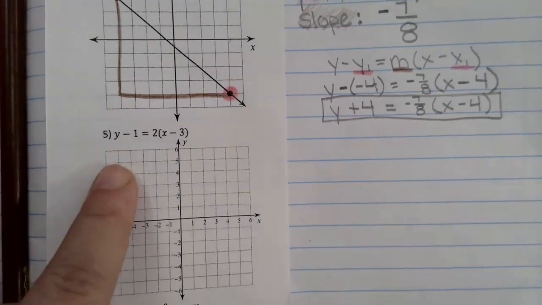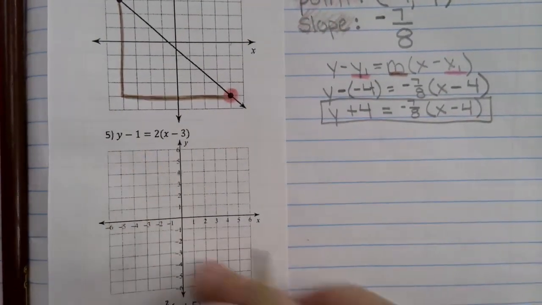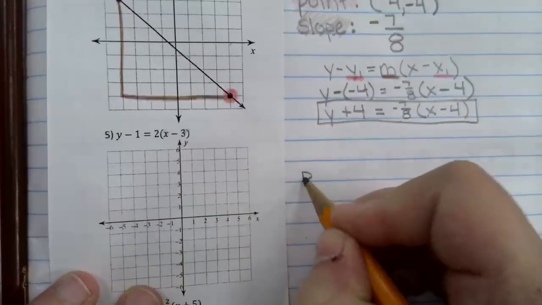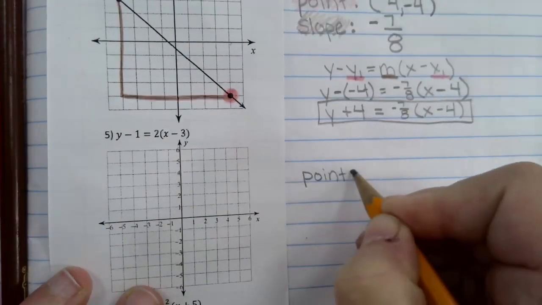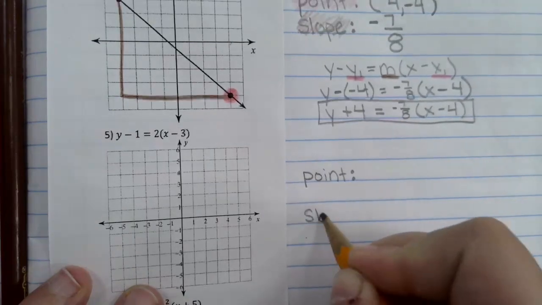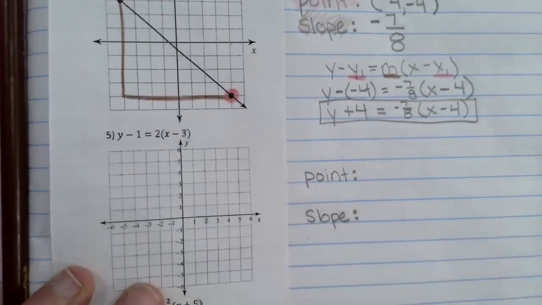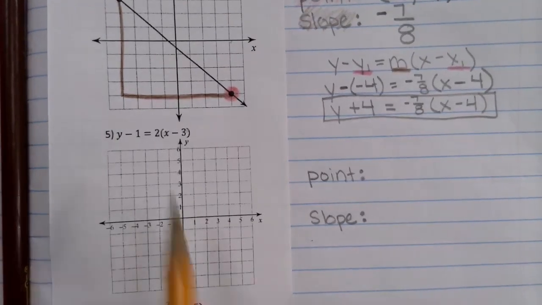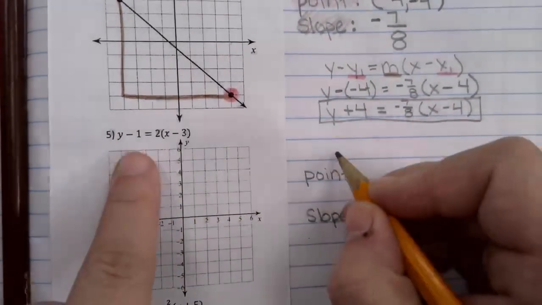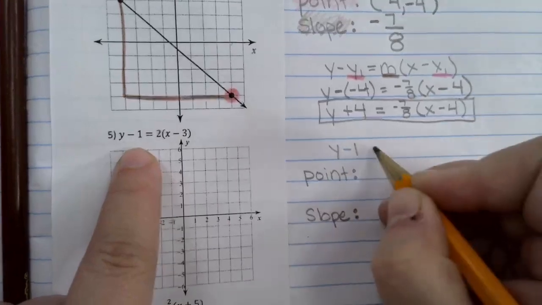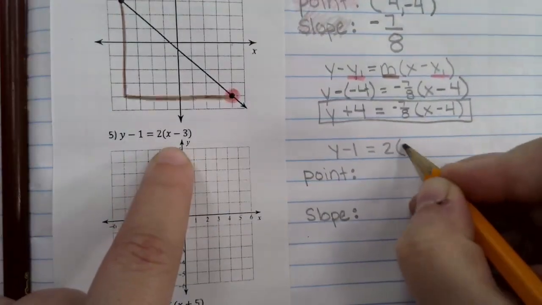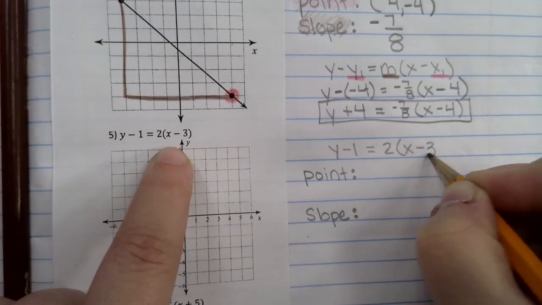All right, number 5. We need to graph this line now. So to graph this line, we need to know what is the point and what is the slope. Wow, this one has no line. Great. So we're given this equation, y minus 1 equals 2 times x minus 3.